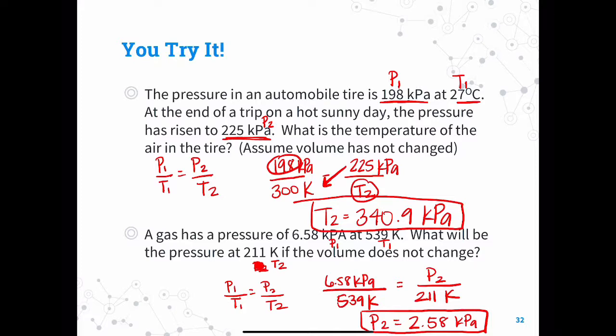On the second one, you should have got 2.58. Again, just plugging in pressure and temperature. These were already in Kelvin, so those didn't have to be converted, which made it a little bit faster. We cross multiplied here and then divided by 539, and you should have got a pressure of 2.58 kPa on that one.